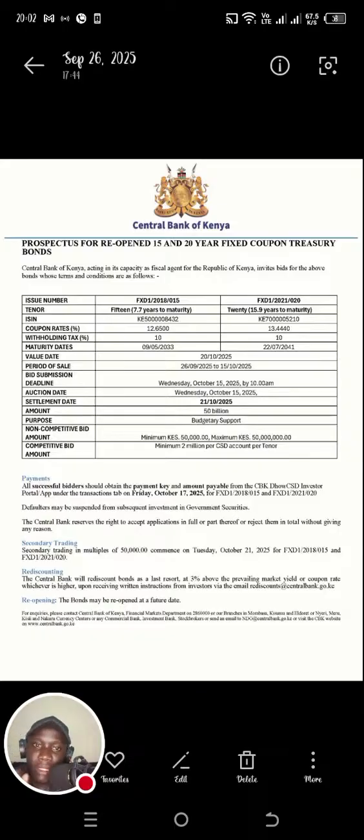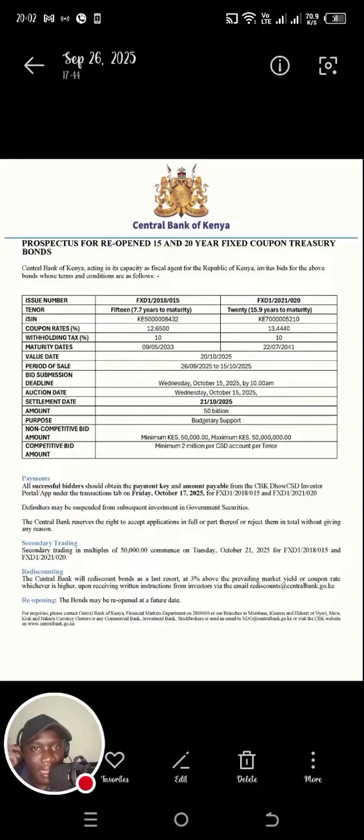Now, the maturity date is the date that these bonds mature. It is the date that your contract ends. The contract between you and the central bank or the government of Kenya ends, and you get back your capital. So you can see that it is on the 9th of May 2033.